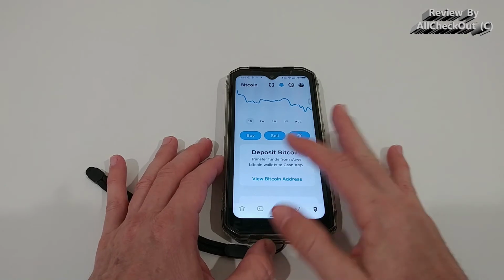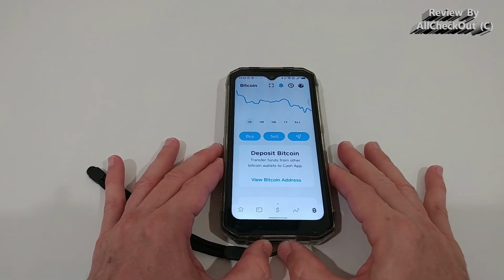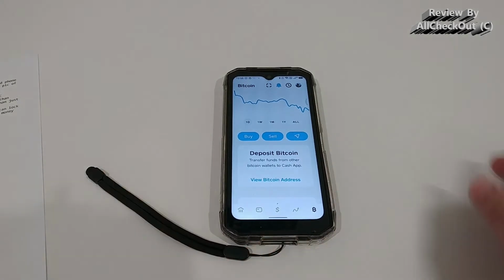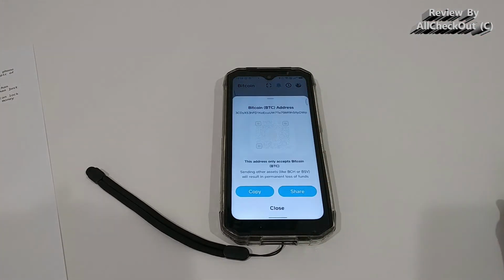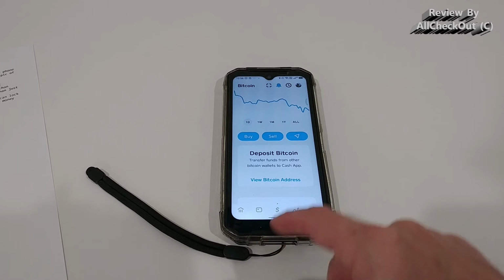You can also deposit Bitcoin. You can see the Bitcoin address here. If you want to send me some, you can see my address directly. You can scan it, and then you can send me Bitcoin if you love this video. So I'm closing this again.